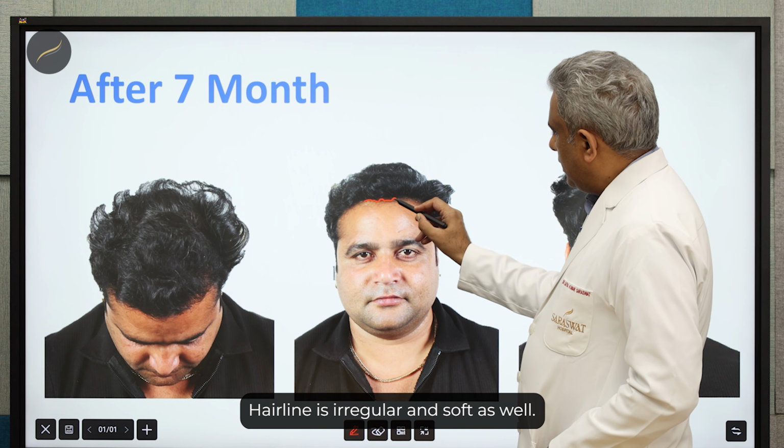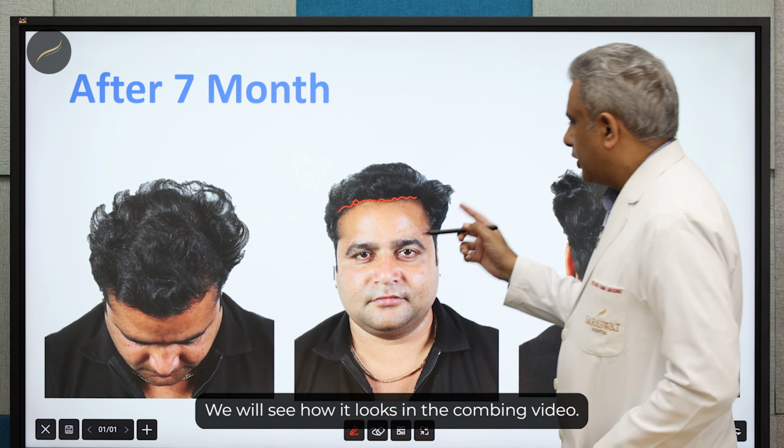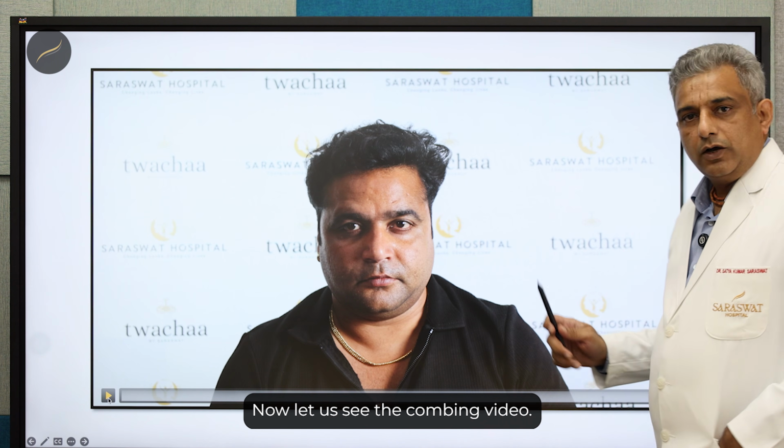Hairline is irregular and soft as well. We will see how it looks in the combing video. So that's how it is looking. Now let us see the combing video.